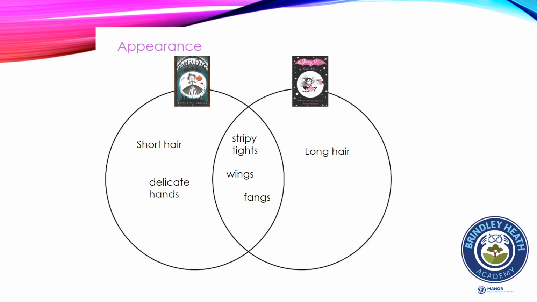By looking at them, we know that Amelia Fang has got delicate hands. We don't know anything about Isadora Moon's hands; the author doesn't describe them. We might assume that they're also fairly delicate, she is a child, but we don't know, so we might be able to add that in with our writing.